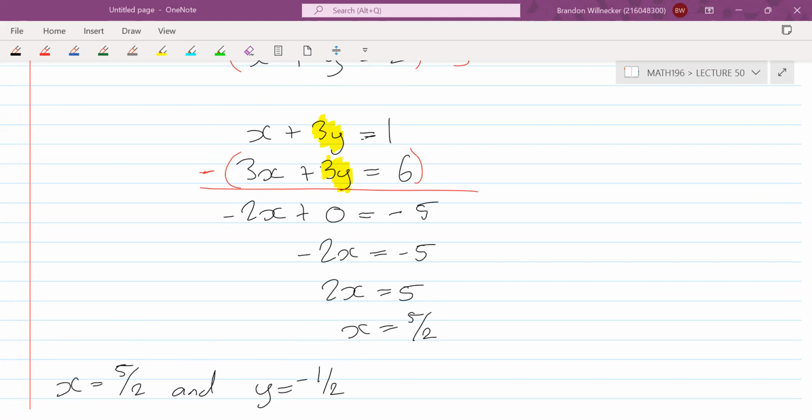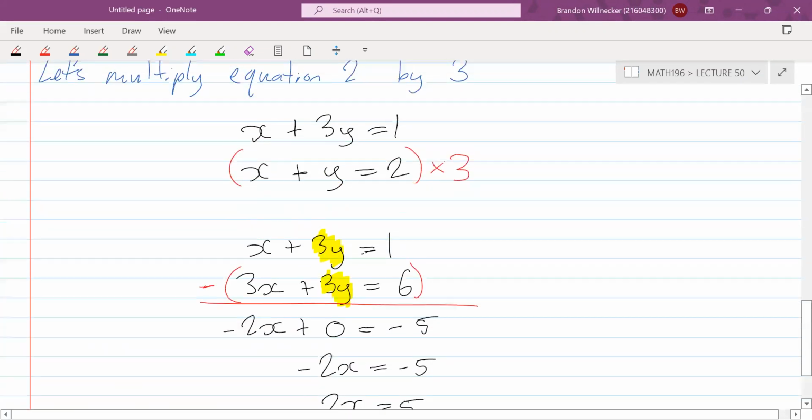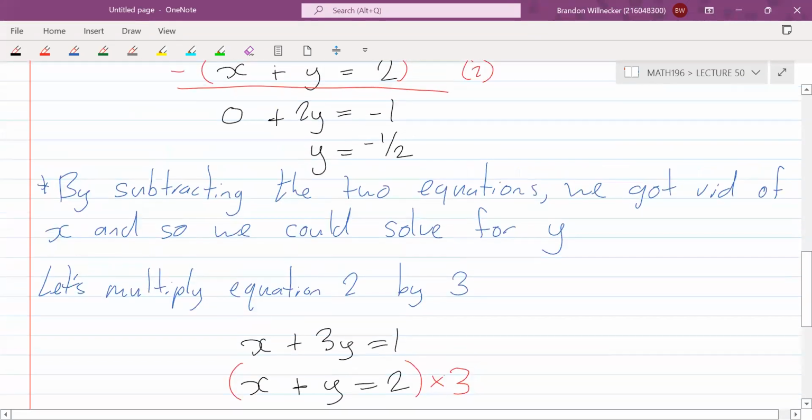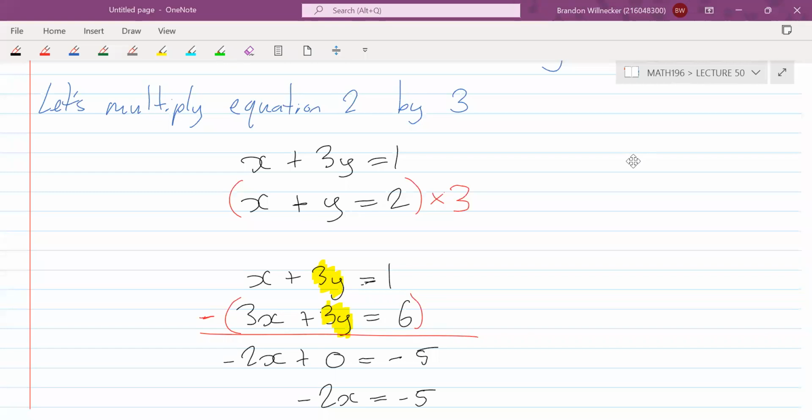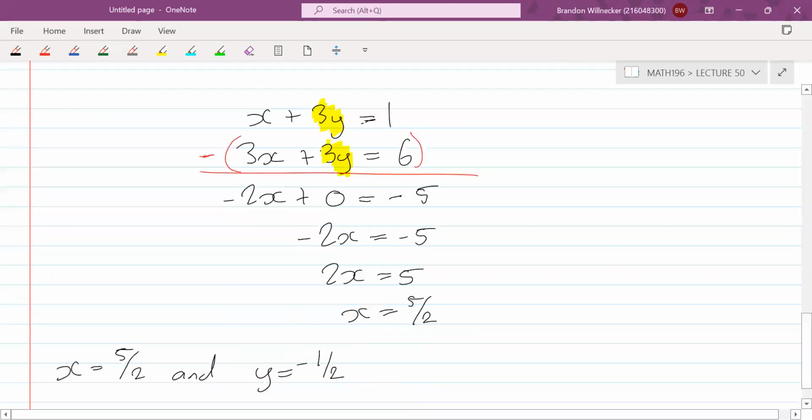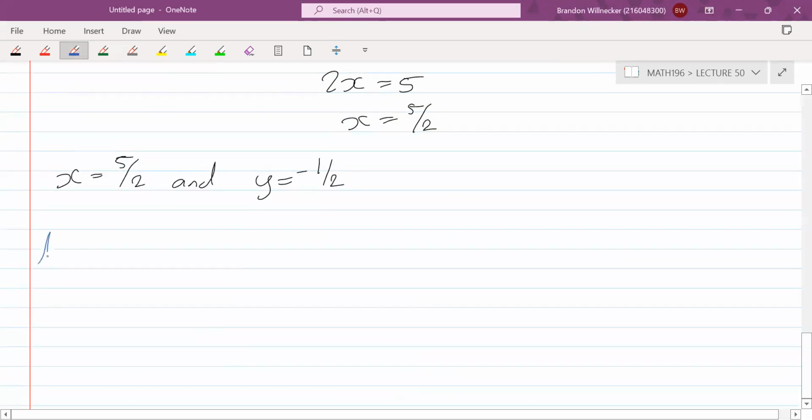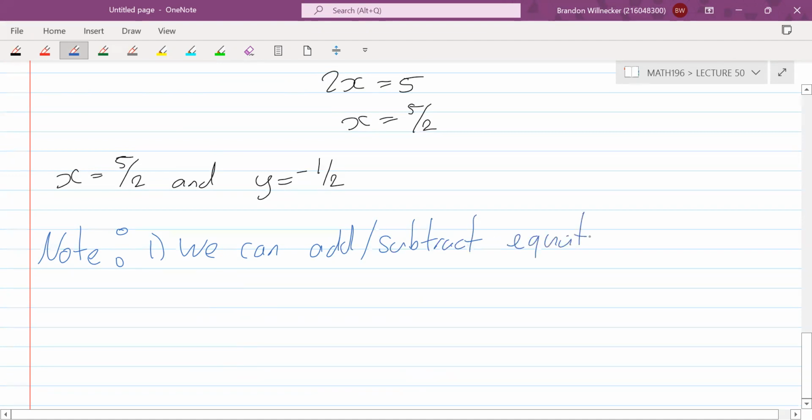Okay, let's have a look at another example. Just what you should keep in mind is if we have systems of equations, we can add or subtract the equations like we've done here, and we can also multiply equations by constants. Okay, so let's just make a little note. So number one, we can add or subtract equations. And number two, we can multiply equations by constants.